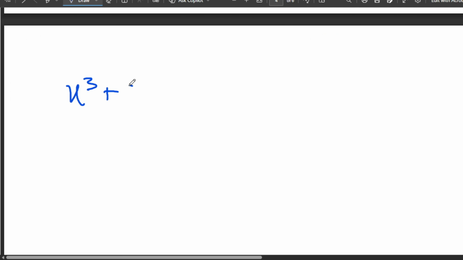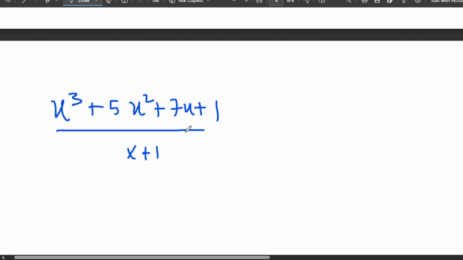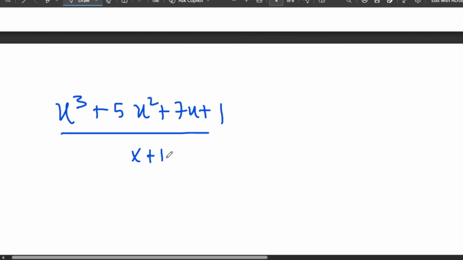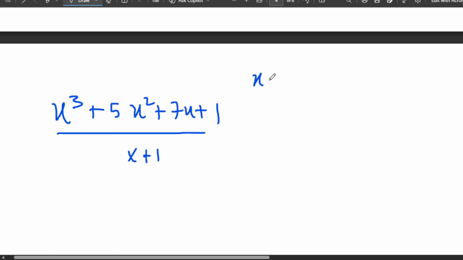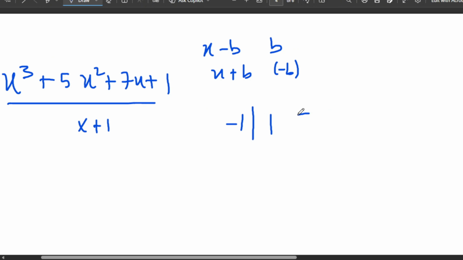X cubed plus 5x squared plus 7x plus 1, divided by, let's say, x plus 1. Okay, in this case we take a negative 1, because remember, if we have x minus b, we take b. So if we have x plus 1, then x plus b, then we take minus b. So negative 1, and then 1, 5, 7, and 1.